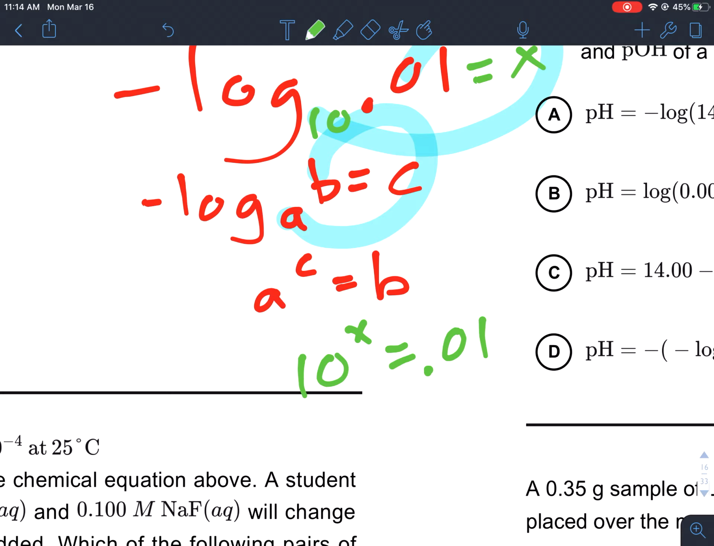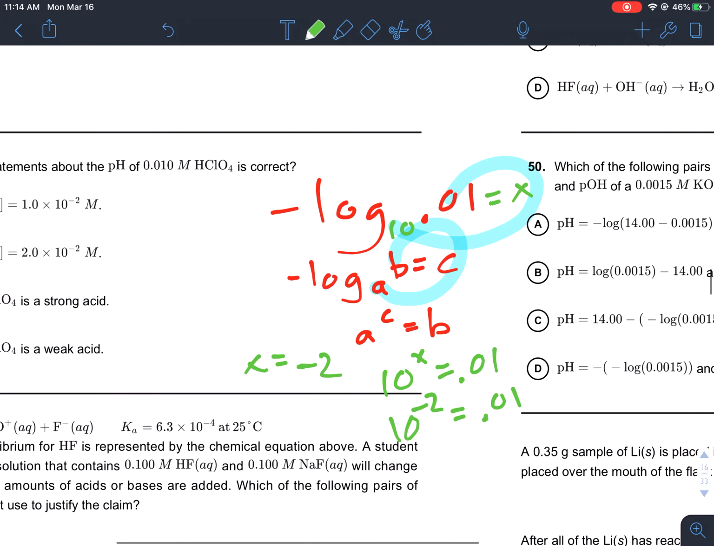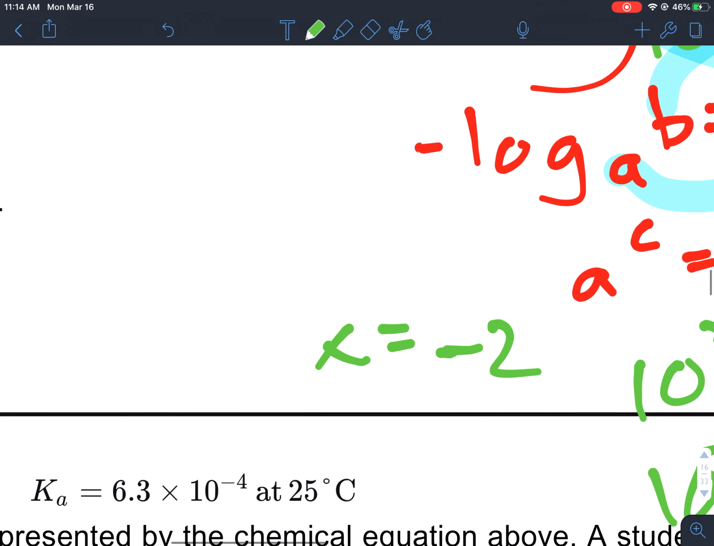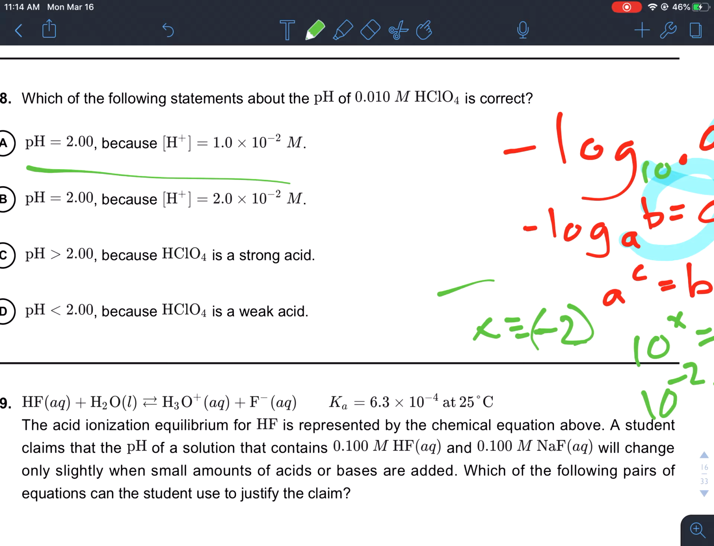10 to the 0 is 1, 10 to the negative 1 is 0.1, 10 to the negative 2 is equal to 0.01. So x, in other words, is negative 2. Okay, so the answer. So your H plus. Yeah, if you're doing the negative log, it'd be negative 2. So the correct answer here is A. pH is equal to 2 because H plus is equal to 1.0 times 10 to the negative 2.